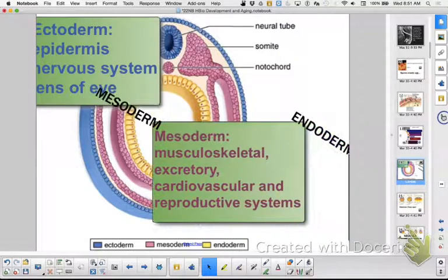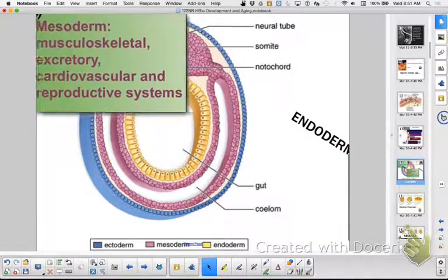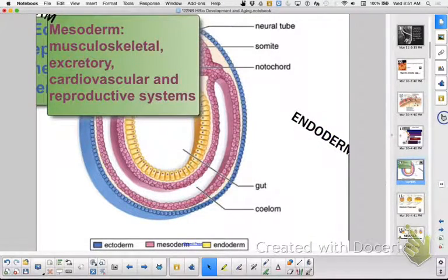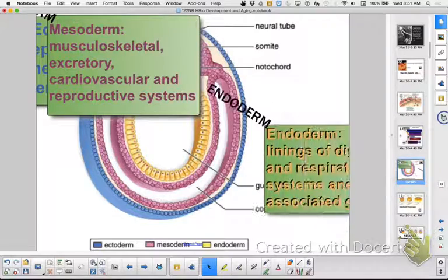Mesoderm, it's like, it's where all your organs are, so your kidneys and your other organs there.